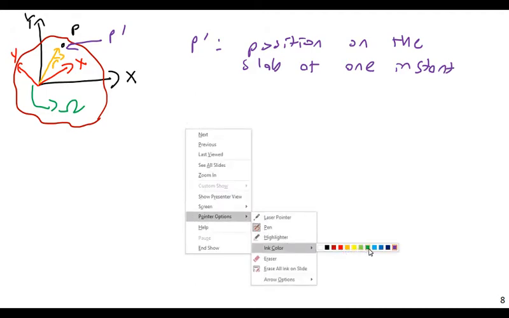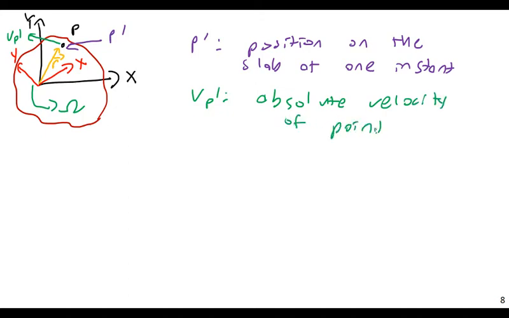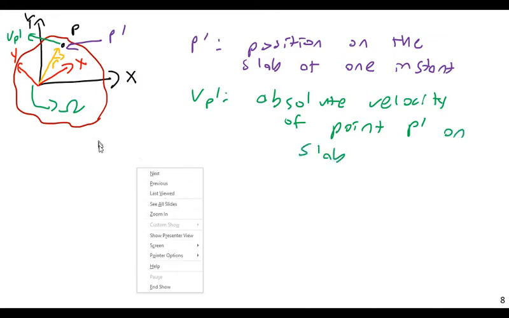And then the velocities. I will have here my VP prime, which again is the absolute velocity of point P on the slab, or point P prime. So this would be VP prime, where VP prime is the absolute velocity of point P prime on the slab.